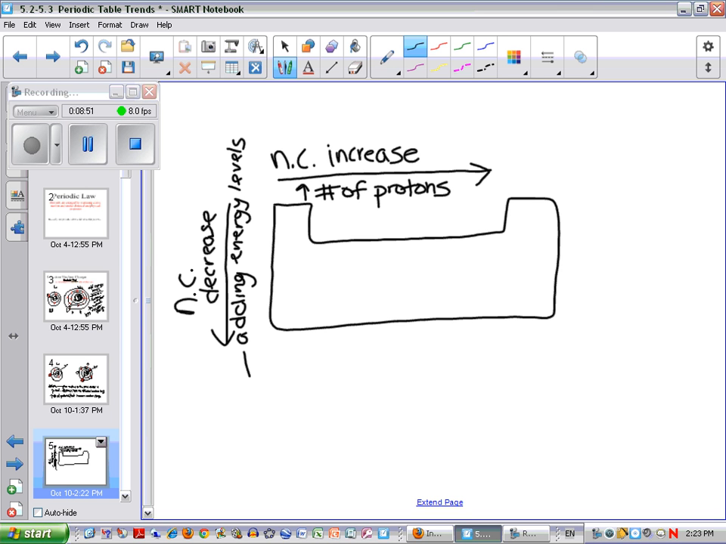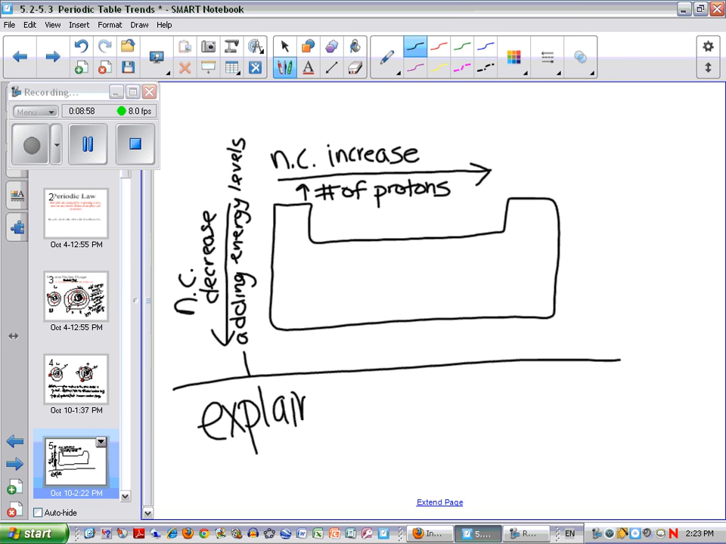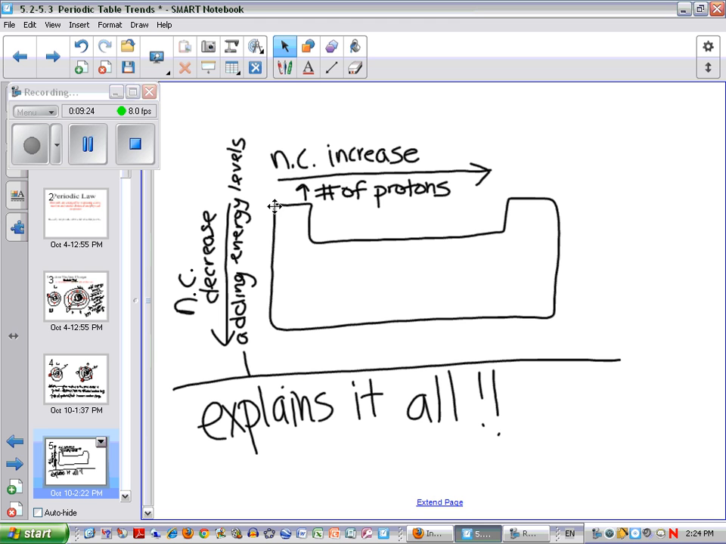Now, nuclear charge is the basis. This explains every other trend you're about to see. It explains it all. So if you can understand nuclear charge and how tightly the protons are holding on to those electrons, things like size, ionization energy, electronegativity, electron affinity, all these things you're about to learn about in the next few days are going to seem really easy if you just think, well, how are the protons holding on to the electrons? If you know this one thing right here.